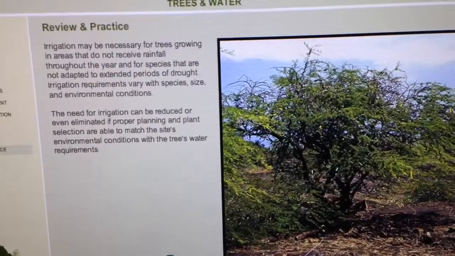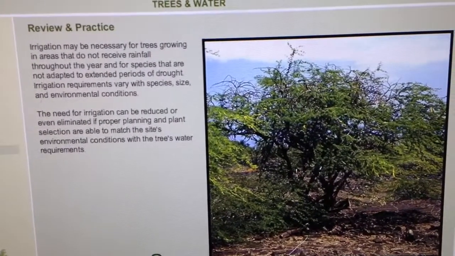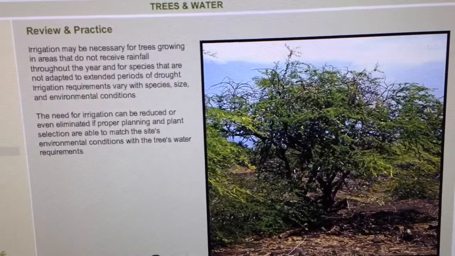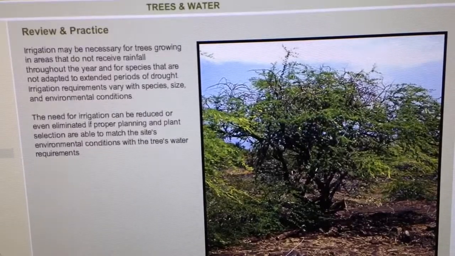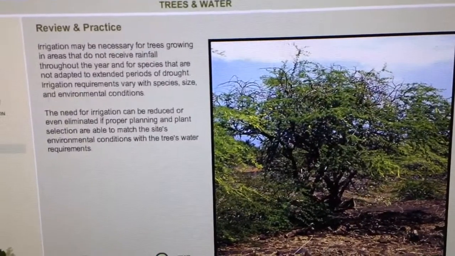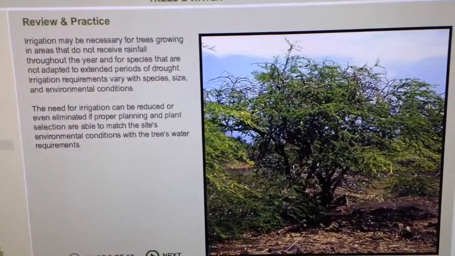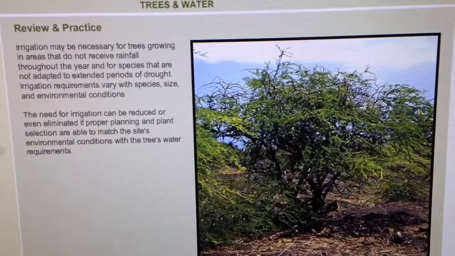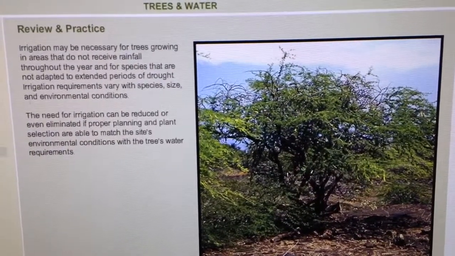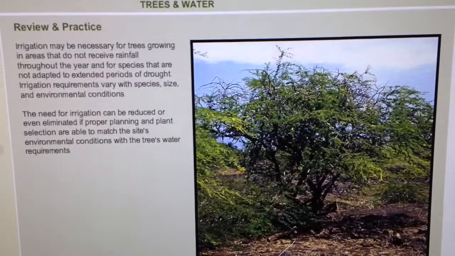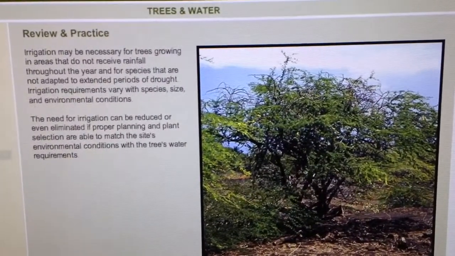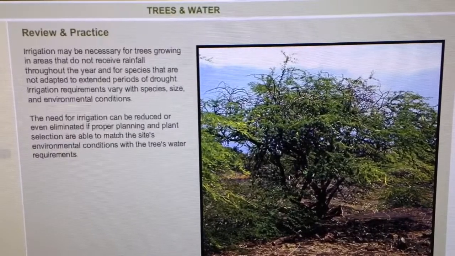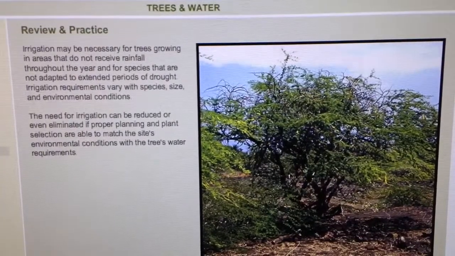Irrigation may be necessary for trees growing in areas that do not receive rainfall throughout the year and for species that are not adapted to extended periods of drought. Irrigation requirements vary with species, size, and environmental conditions. The need for irrigation can be reduced or even eliminated if proper planning and plant selection are able to match the site's environmental conditions with the tree's water requirements.